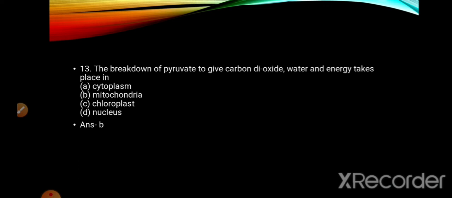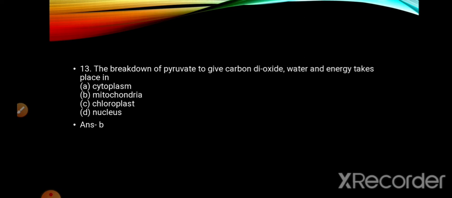So, the breakdown of pyruvate is in the mitochondria. Okay, you know the Krebs cycle, pyruvate is broken down in the mitochondria, and it will give carbon dioxide, water, and energy.